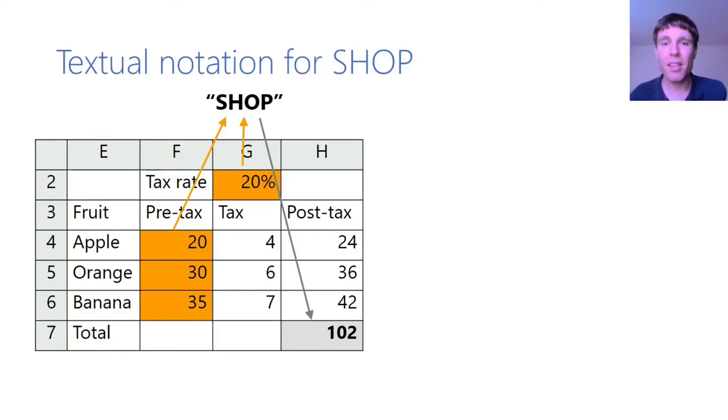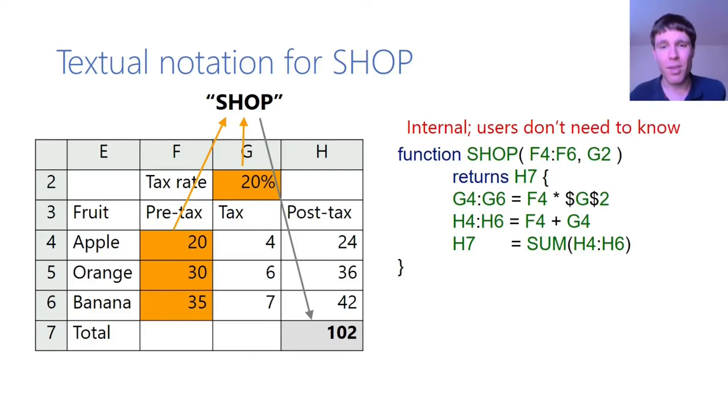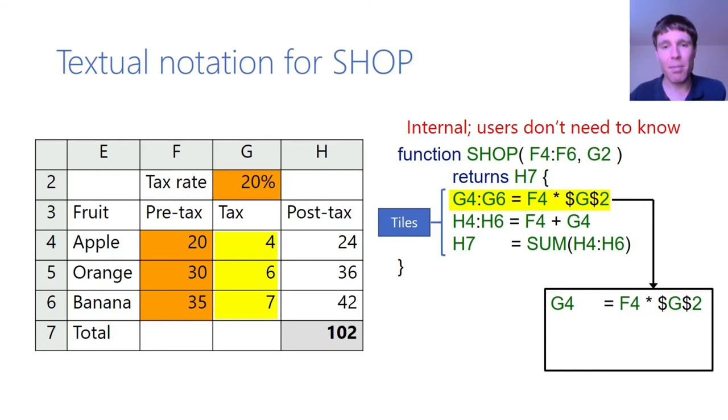Let's see how the generalization process works in the simpler shop example. For the purpose of describing our work, we use a textual notation for SDFs. Users don't need to know anything about this notation, though we have evidence that some users may find it helpful. Here we have the function name and the input and output ranges. Each line of the body describes a rectangular tile of one or more cells with a copied formula. For example, the first line describes these three cells. The given formula is placed in the top left cell and copied to the others with the usual adjustment of relative references.